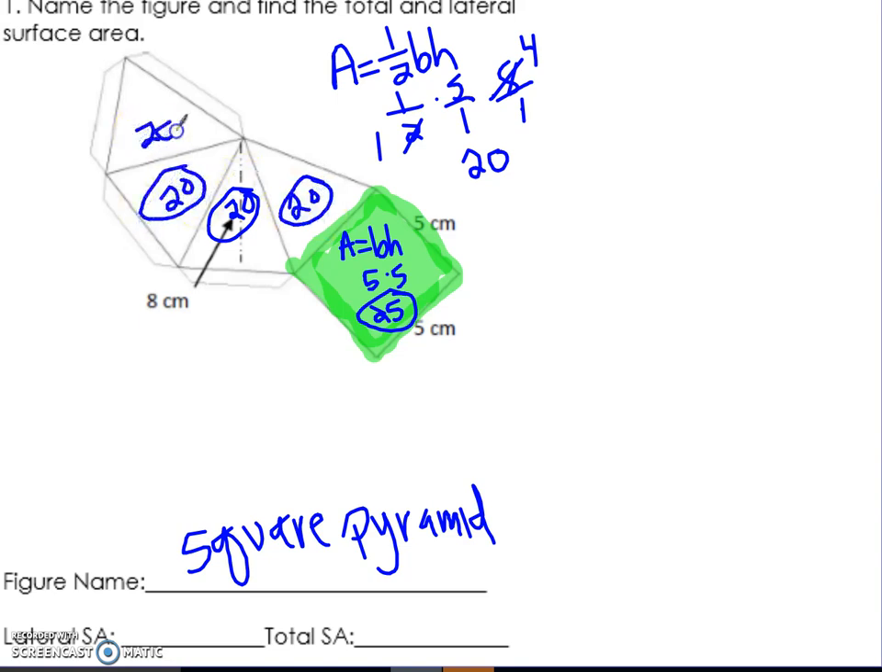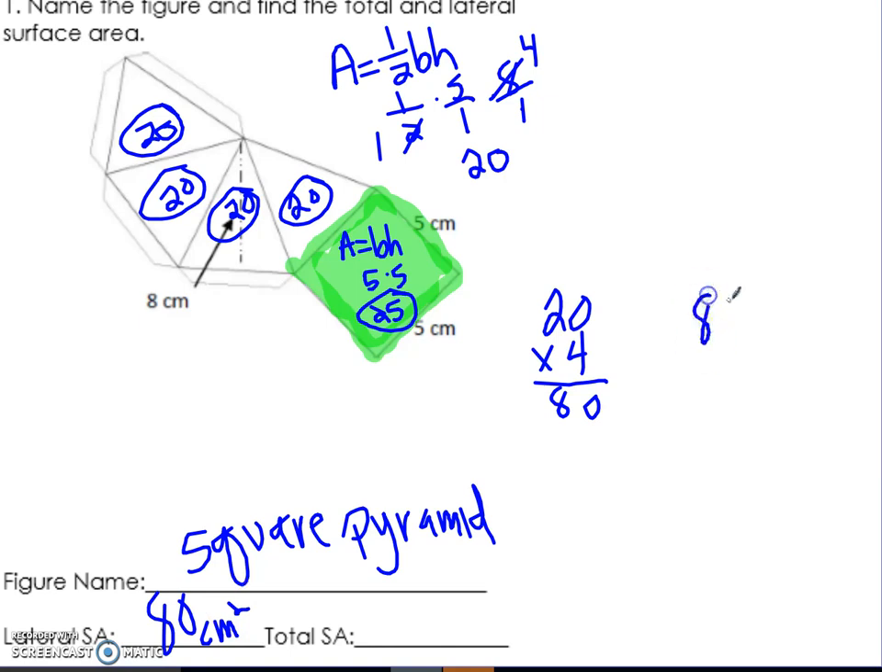To find lateral surface area, it's everything but the base. So 20 times 4 will get me 80. And that's 80 centimeters squared. Now to do the total surface area, it is the lateral plus the base. So 80 plus 25 will get me 105.